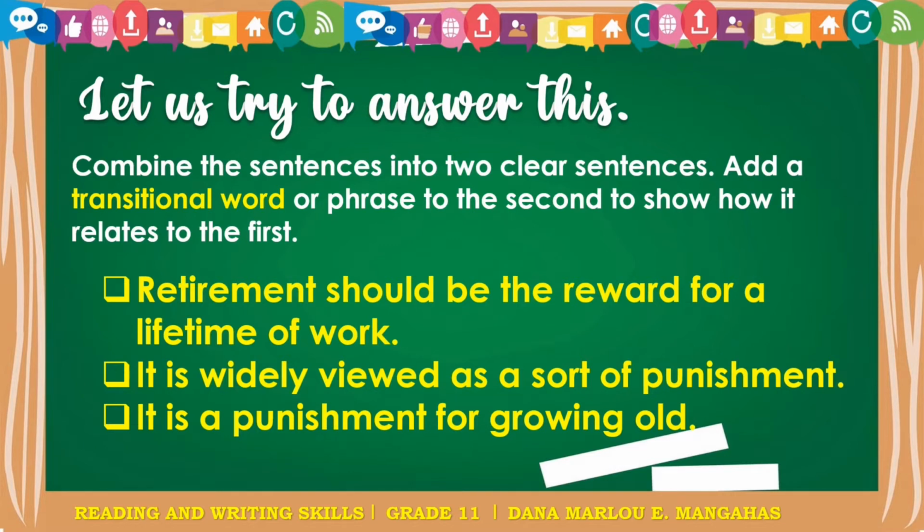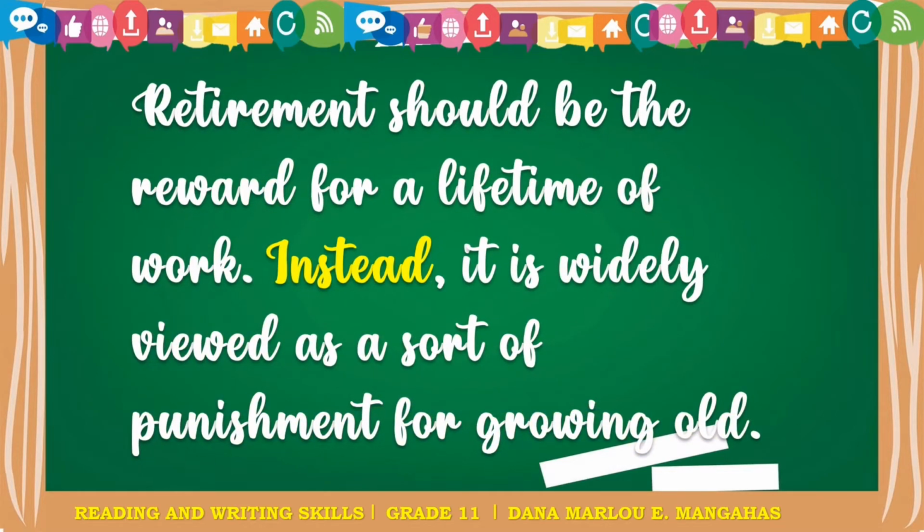Retirement should be the reward for a lifetime of work. It is widely viewed as a sort of punishment. The last sentence is: it is a punishment for growing old. The combined sentences are: retirement should be the reward for a lifetime of work. Instead, it is widely viewed as a sort of punishment for growing old. We use the transitional word instead to combine them.